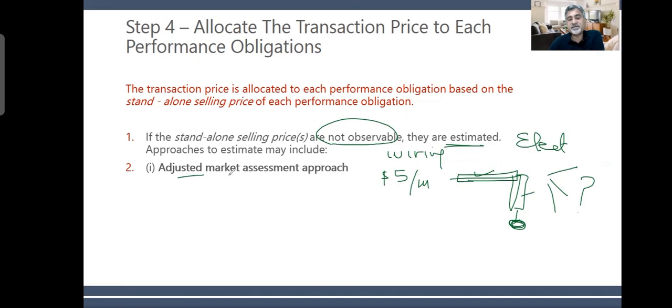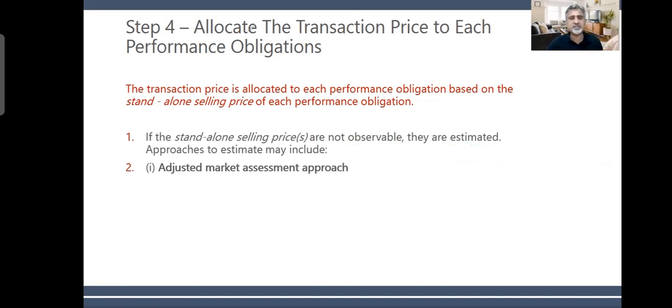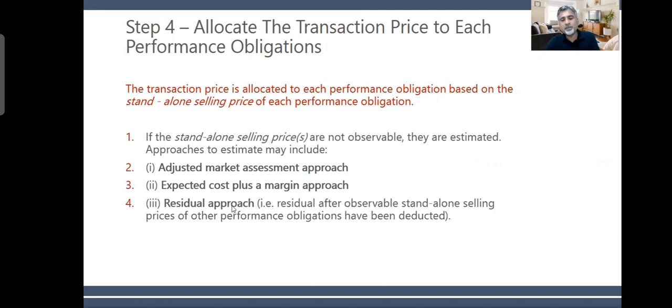Estimates use the adjusted market assessment approach. You take it to the market and you make some kind of adjustments. You can calculate labor, the time spent, the labor cost, etc. There is also the expected cost plus a margin approach, and the residual approach, which means whatever is left at the end. So you can have different methods of doing it. These are 2-3 methods, but you might have a 4th or 5th or 6th method, anything which is possible, justifiable, and logically correct within your current scenario.